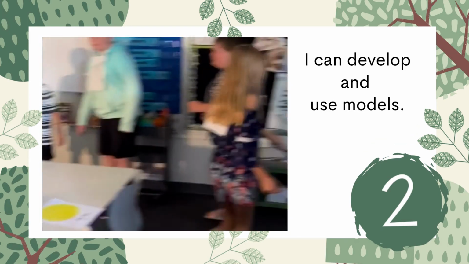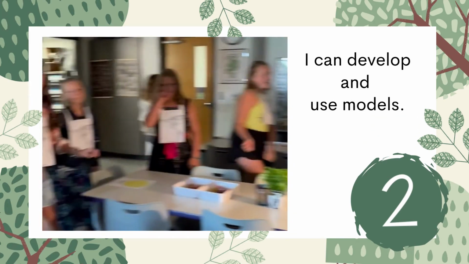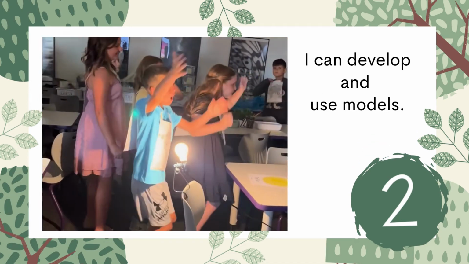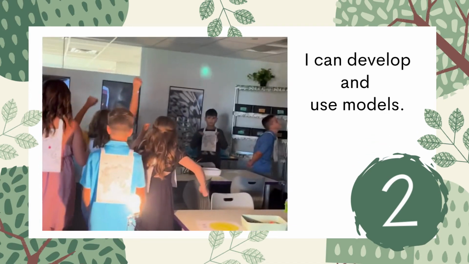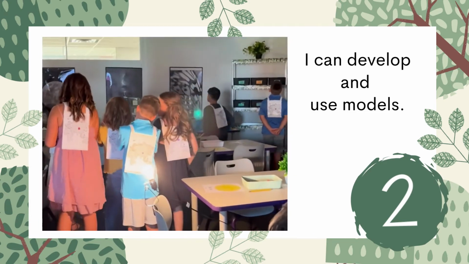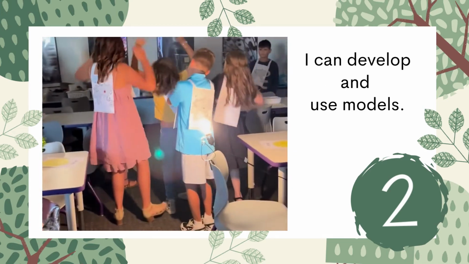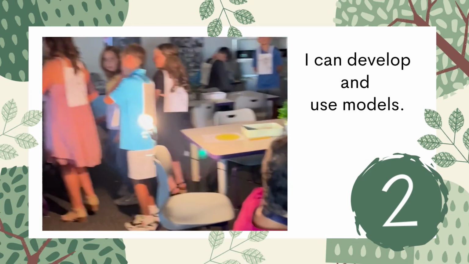You see the sun there in the middle? That's a light bulb. And then their bodies are the earth. And they're showing how the earth rotates. Unfortunately, we're not able to actually use the real sun to show this. We're not actually able to move the real earth. So we have to create a model, and they use their bodies to do that.